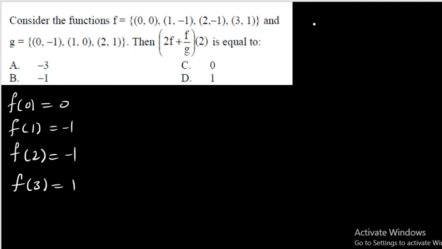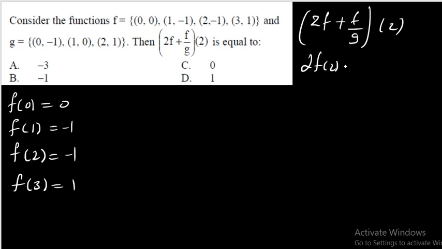Then what's asked? We are asked to find 2f plus f over g at 2. That means 2f at 2 plus f at 2 over g at 2. We are going to evaluate each of the function at 2. So first let's get 2f. This is f at 0.